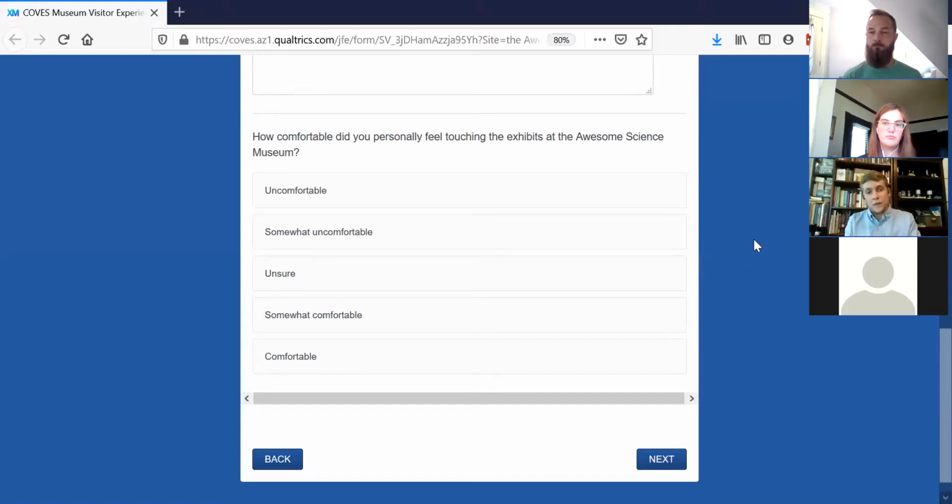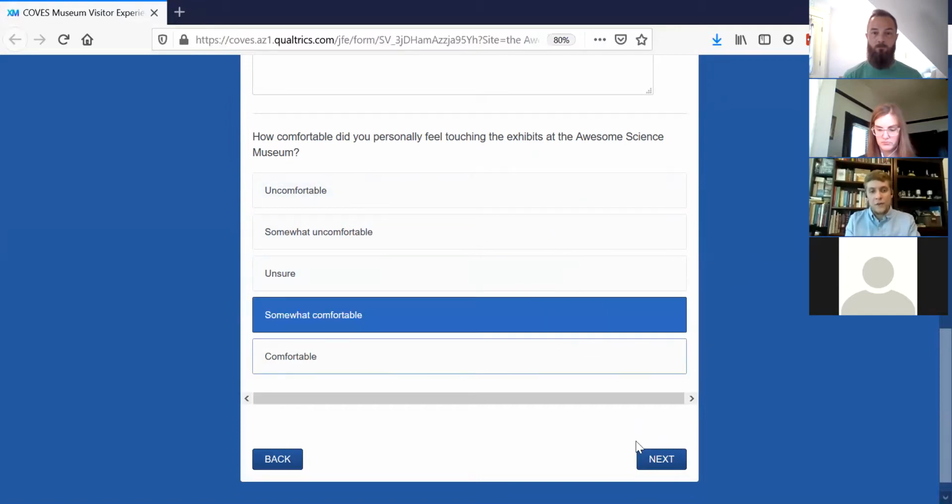But this idea, in our science museums, where so much of the point in so many different museums is to have hands-on touchable things, what is that like in the pandemic? So people can just assess their level of comfort with doing that.